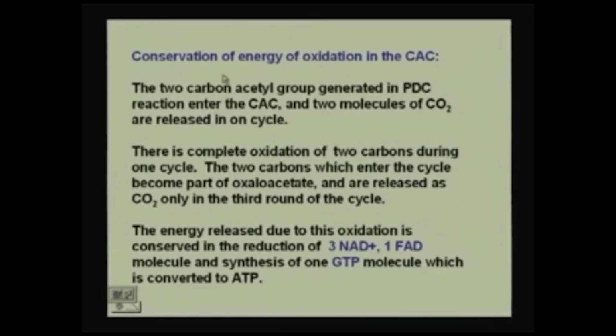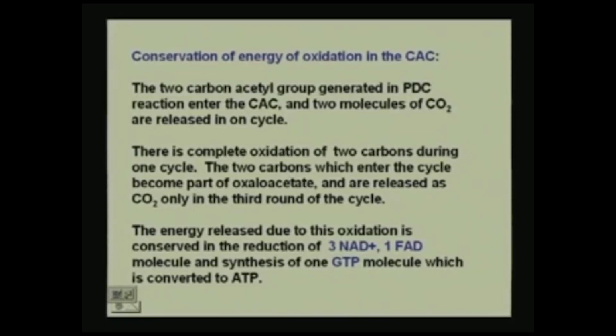Now we have to look at the conservation of energy of oxidation in the citric acid cycle. We have 2 carbon acetyl groups generated in the pyruvate dehydrogenase complex. There is complete oxidation of 2 carbons during one cycle. You saw that we had 2 CO2s being released. The 2 carbon atoms which enter the cycle become part of the oxaloacetate for the next cycle.